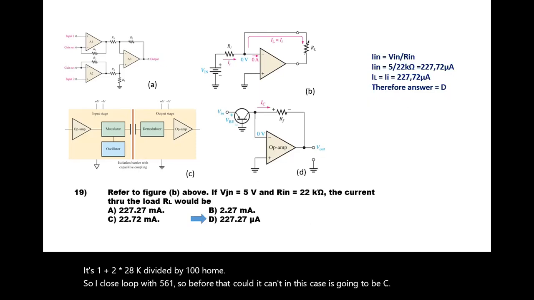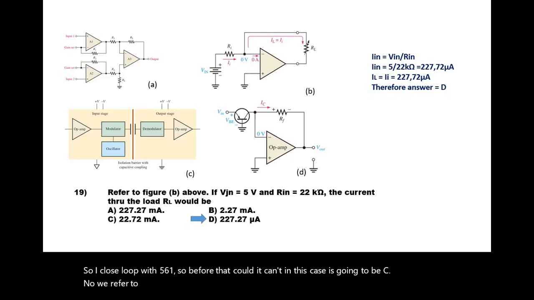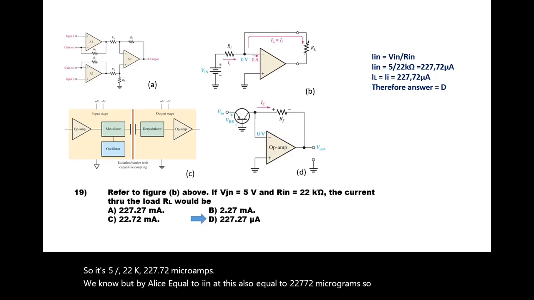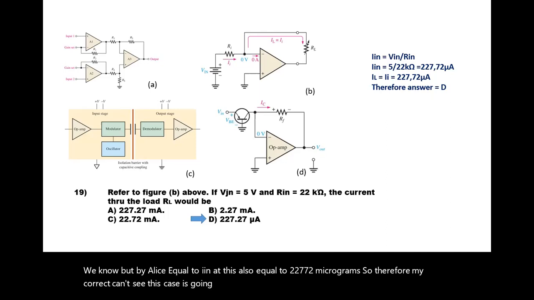Now we refer to figure B above. If VIN is equal to 5 volts, RIN is equal to 22K, the current through the load RL would be, calculation, Ohm's law, IN is VIN divided by RIN. So that's 5 divided by 22K, 227.72 microamps. We know that IL is equal to IN, that is also equal to 227.72 microamps. So therefore, my correct answer in this case is going to be D.